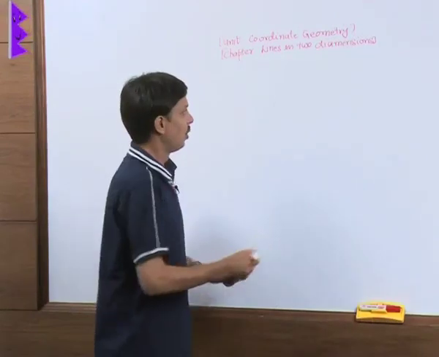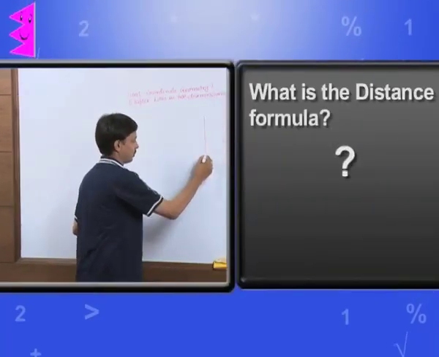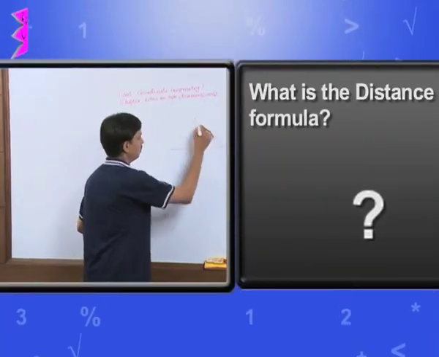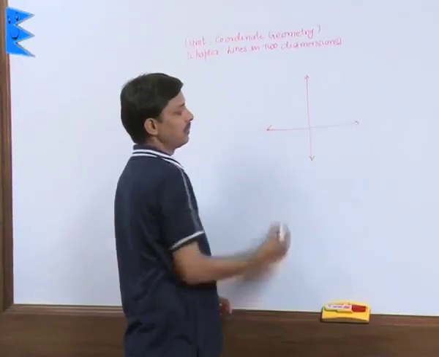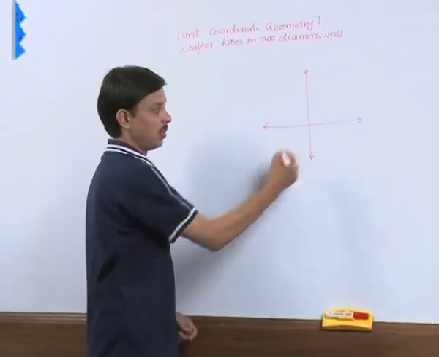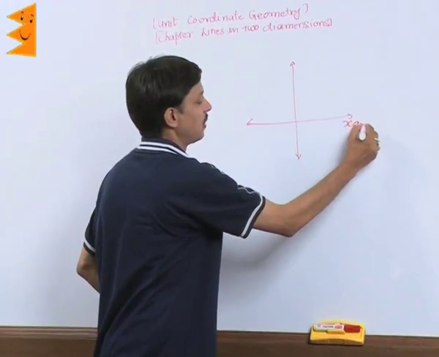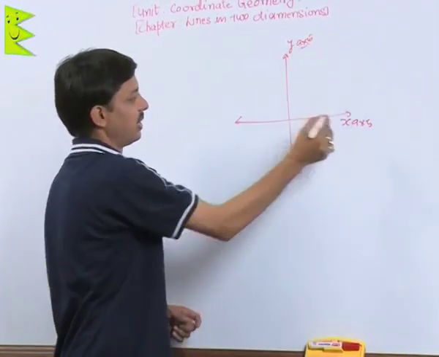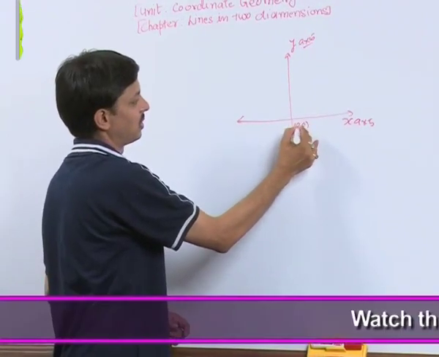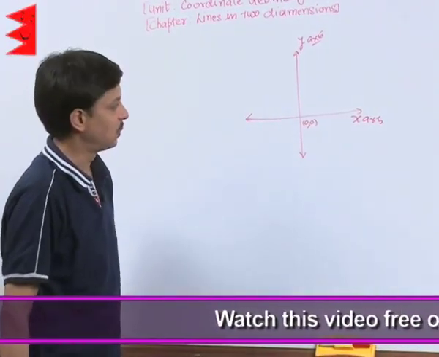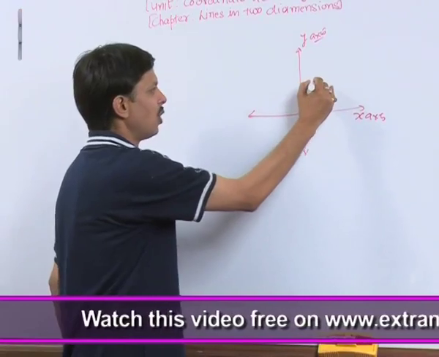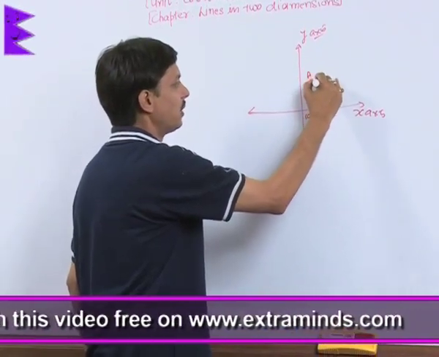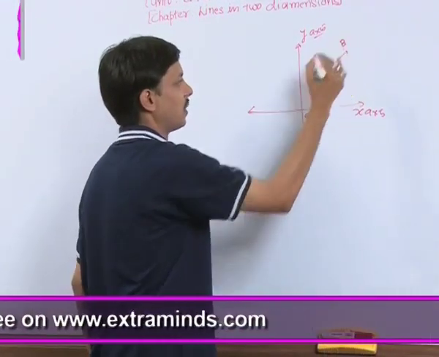At many places, in many situations, this distance formula is applicable. So first of all, we must understand what the distance formula is. To make the distance formula clear, we should draw the x-axis and y-axis. The point of intersection is the origin 0, 0. Suppose I take a point A and this is point B.